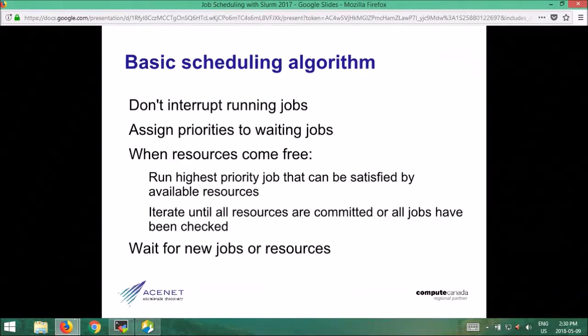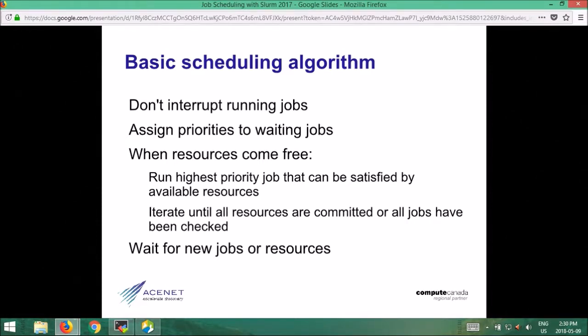And then it looks at the next job in the list and says, okay, have I still got enough resources left over to run this job? If it does, it starts it. If it doesn't, it goes on down the list further until it finds a job that it can run with the resources available, or until it's checked all the jobs, or until all the resources are committed.